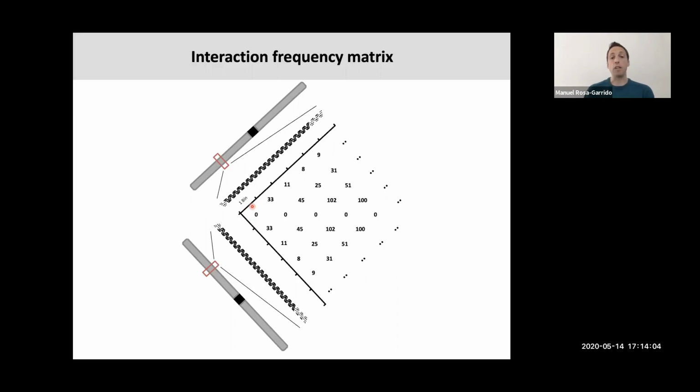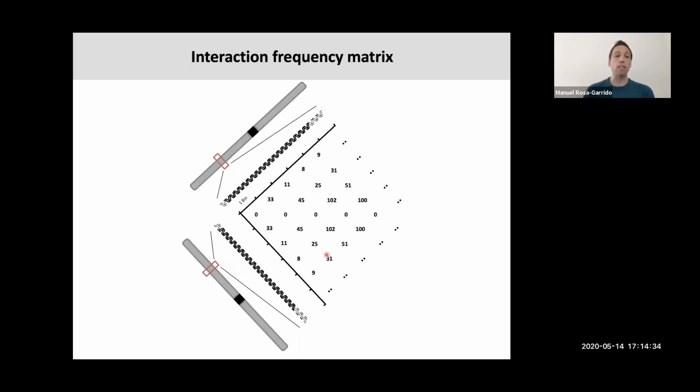Okay, so after dividing the genome into these bins, the only thing we have to do is to count how many times each of these bins of the genome has been found interacting with the rest of the bins of the genome. So in this case, for example, this bin number 2 has been interacting with bin number 1, 33 times. Number 2 with number 3, 45 times. Okay, so we do the same with all the bins, with all the combinations of bins.